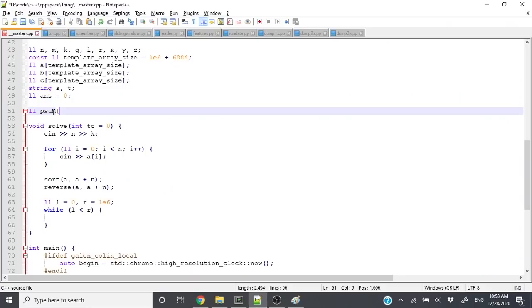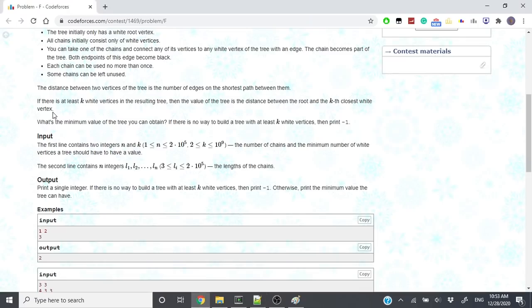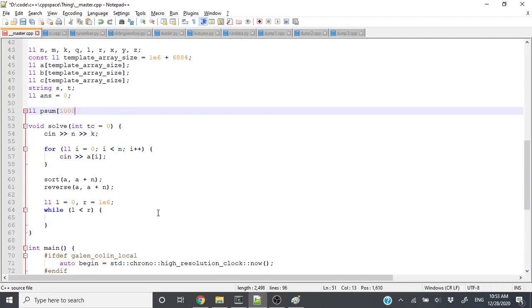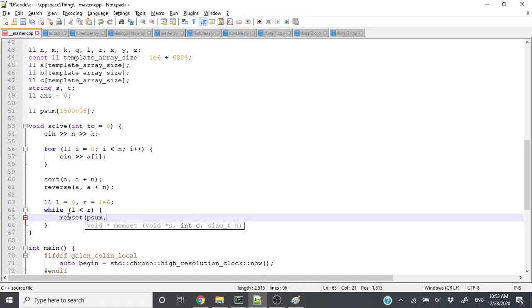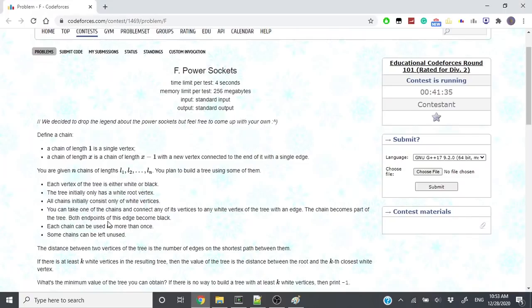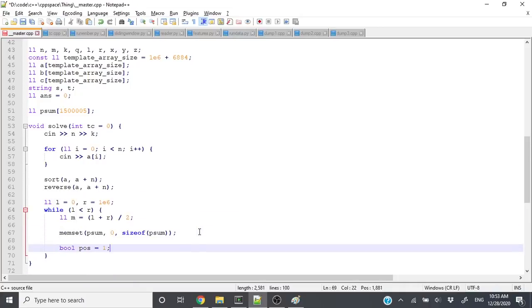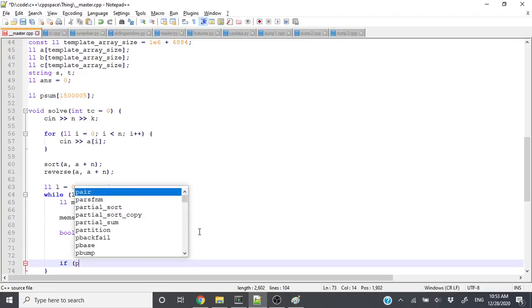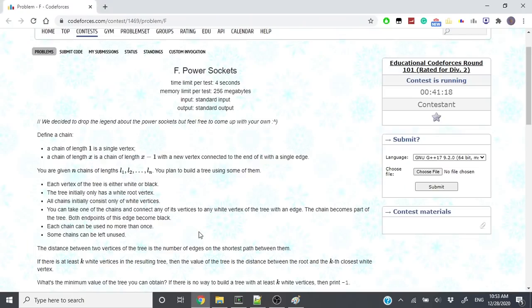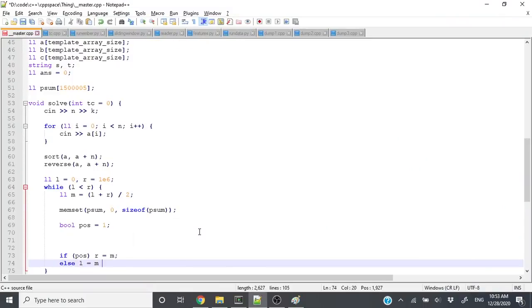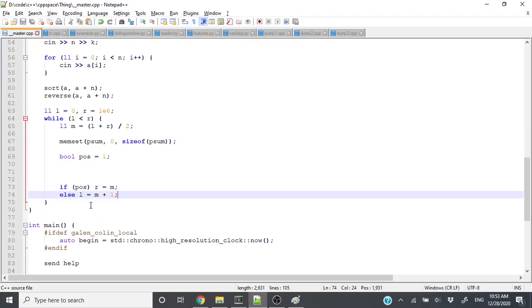Do I need a prefix somewhere? Yeah, I do. Prefix sums of size 1,000,000. Technically, we don't need to do memset for the whole thing, but that's not that big a deal anyway, because it'll take that much memory in the end, and memset's quick anyway. So M equals L plus R over 2. So if possible, try for lower. Otherwise, go higher. And the answer should just be L.